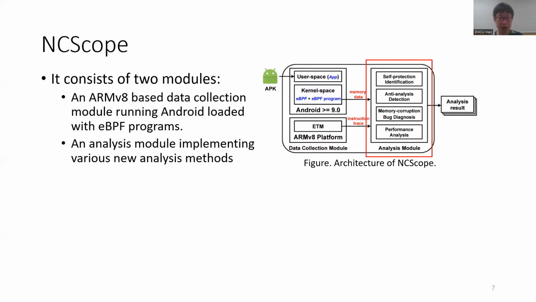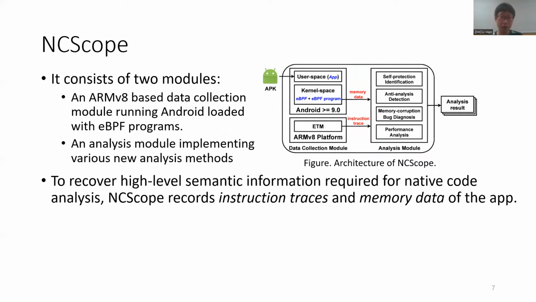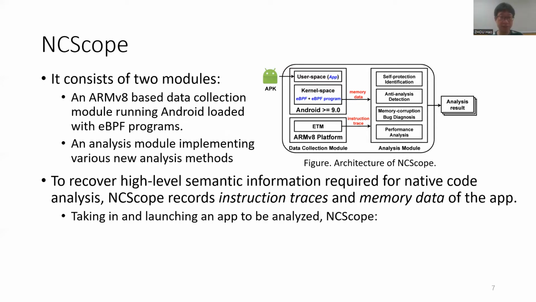Note that to minimize the additional overhead, we let the ARM platform only perform data collection, while the data resolution is done by the analysis module, which runs on a separate personal computer. In order to recover high-level semantic information, such as code functions and their parameter values required for native code analysis, NCScope records the app instruction tracing and accesses the memory data.